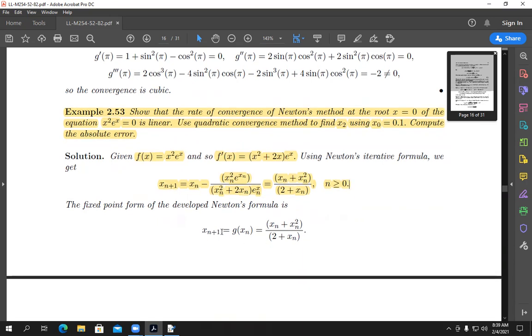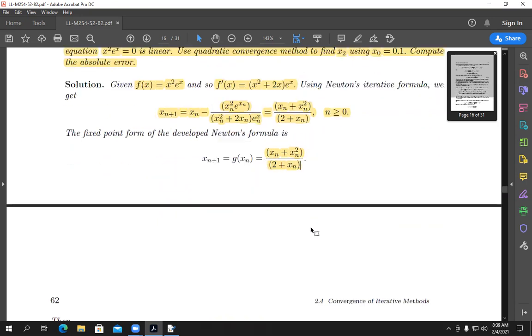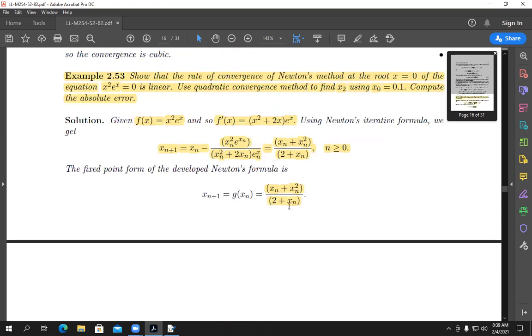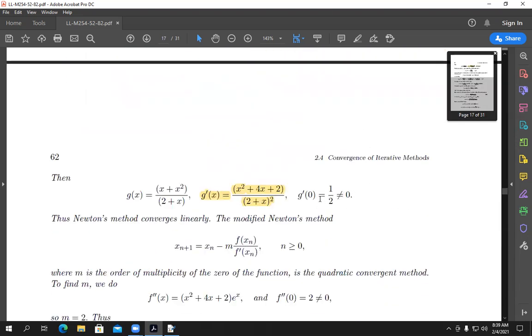Now you take the derivative of this. The derivative of g is this one. And then you have to check the derivative of g at what? At alpha. What is alpha given? 0. And the derivative of g at alpha is not equal to 0. What does this condition mean, please? We discussed it just at the start. It converges linearly. It means the Newton method converges linearly. That is the first part of the question.